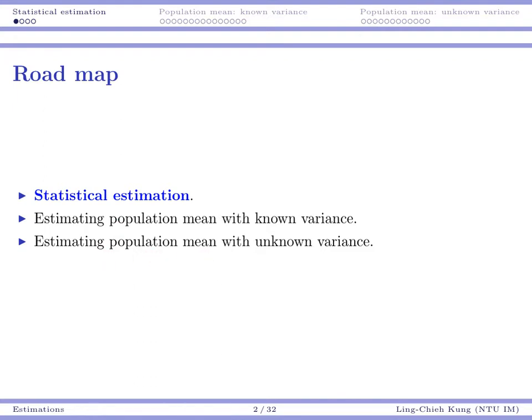If you can establish the correct concept, then estimating other things basically just follows the same kind of process. We will split our discussion into two scenarios: either we know the population variance or not. Okay, so let's start.